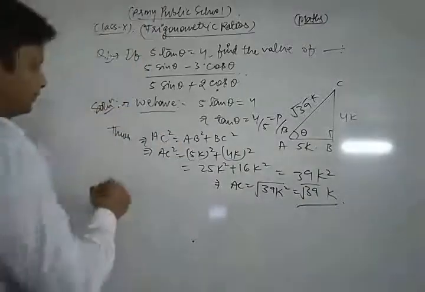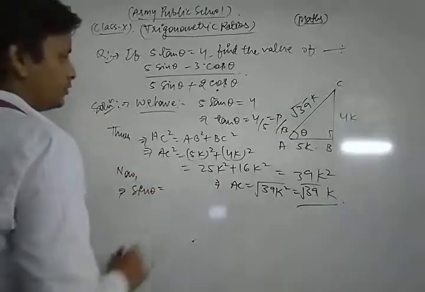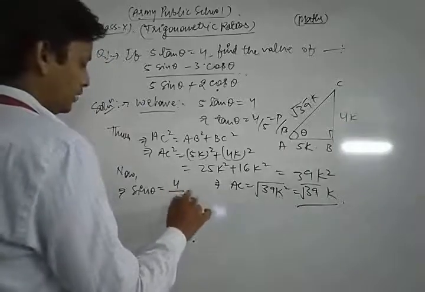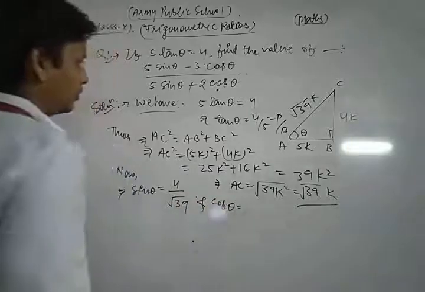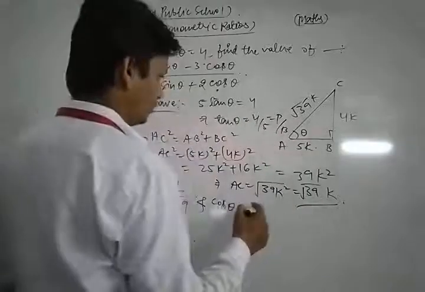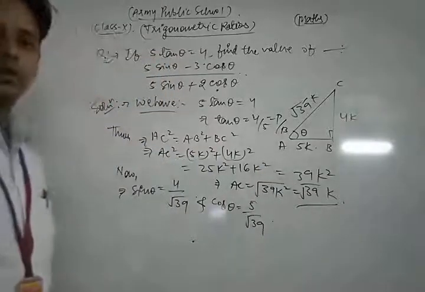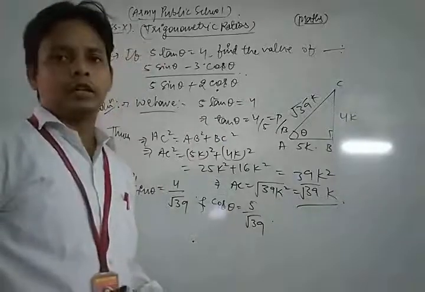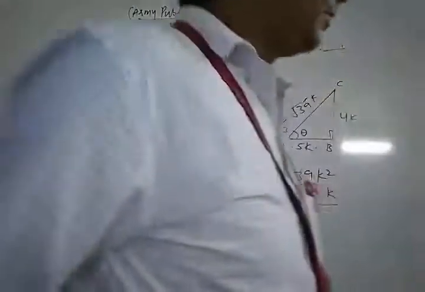Okay, now the value of sine theta is what? Perpendicular upon hypotenuse, that is 4 upon under root 41, and cos theta is what? Base upon hypotenuse, means 5 upon under root 41. Now we put the value of sin theta and cos theta in the given expression and simplify them. Let's see.